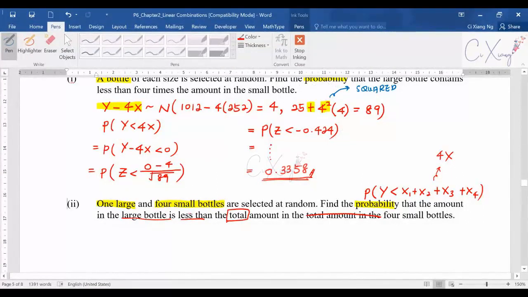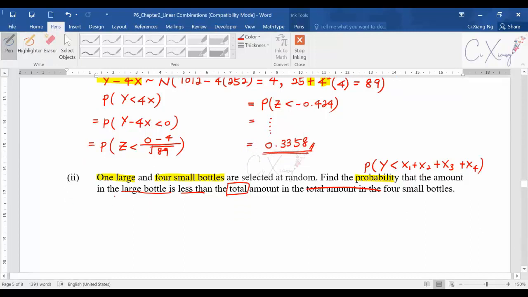Okay, so because I want you all to understand the concept better, I will write out the long one. Instead of 4X, I will write it out as X1 plus X2 plus X3 plus X4. Because in the marking scheme, they also write out 4X. They allow you to write out 4X, but when you calculate the variance, you have to be aware of it. Because you need to know that this is for X1 plus X2 plus X3 plus X4. Okay, all right, so again, you cannot calculate the probability like this, right? So if you move everything over, you need to find the mean and variance for Y minus X1 minus X2 minus X3 and minus X4.